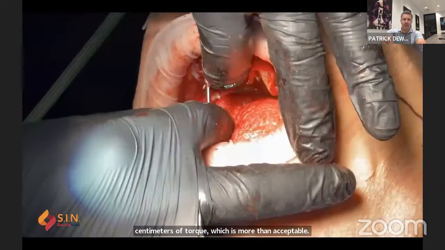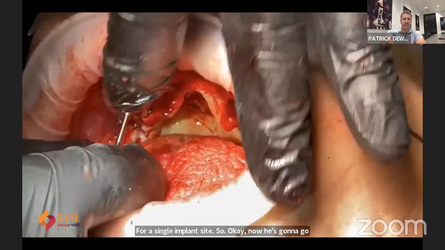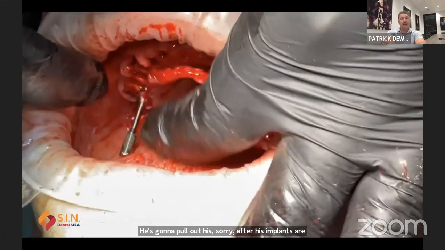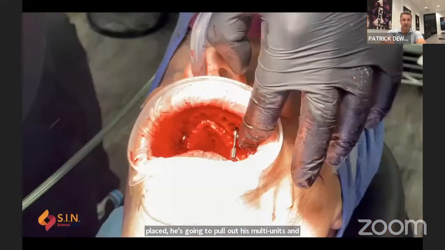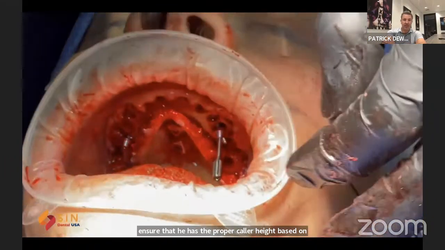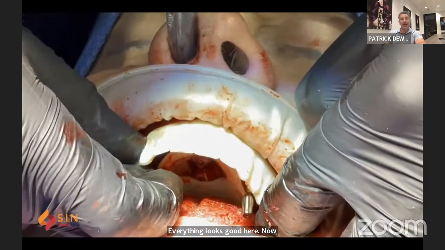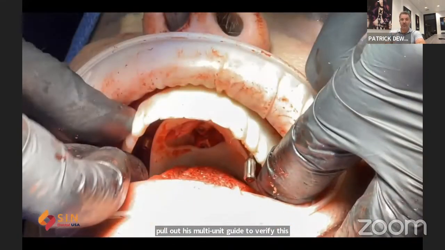So, okay, after his implants are placed, he's going to pull out his multi-units and ensure that he has the proper collar height based on the gingiva thickness. Everything looks good here. Now is when he starts to pull out his multi-unit guide to verify the screw access channel, or that handle on the multi-unit, is not impinging on the incisal edge or pushing the guide over to the right or the left.